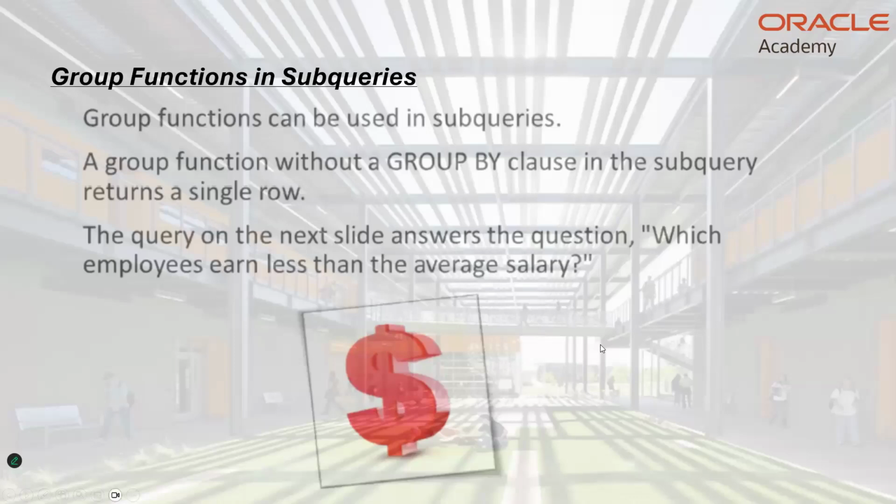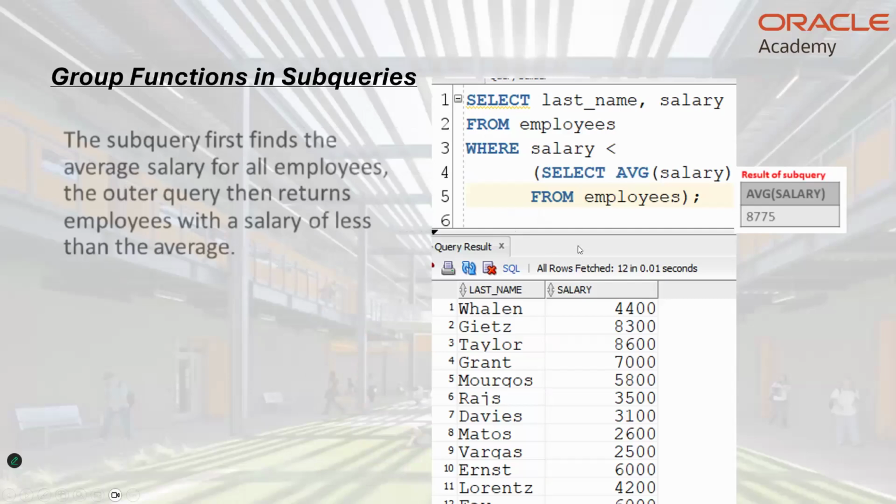So the query in the next slide answers this question: which employees earn less than the average salary? That's actually a pretty good usage of a subquery, because we can use the group function average. Our inner query is select the average salary of our employees, which is going to be 8,775. And we want to know who earns less. So our comparison operator is less than, and it's salary. Select last name, salary from employees where salary is less than the average. There you go.